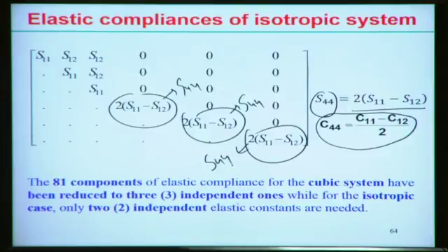So in case of isotropic behavior, though we started with 81 components or 81 constants in the stiffness or compliance matrix, we reduced to cubic system with up to 3 independent constants. Then finally in case of the isotropic case, we can reduce the constants ultimately to 2.